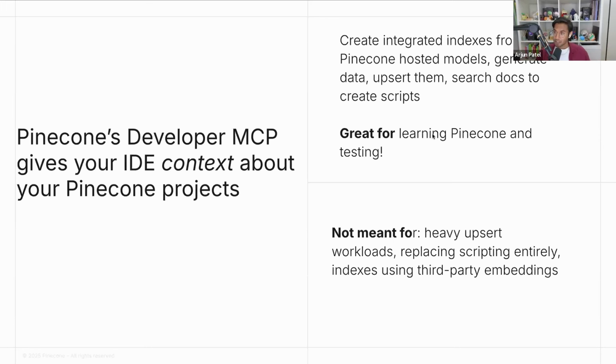Okay, now I want to search over that index. Normally, you would have to write a search script in order to embed your data and then search over it. With the Pinecone MCP, you can just command your agent to pass in a set of queries, and it'll return those results for you. So, like I said, you can create integrated indexes from Pinecone hosted models, generate data, upsert it, search over the docs to generate your scripts, get the most up-to-date information so that you can write good scripts, and so on and so forth. Basically, if you're trying to learn Pinecone and test your Pinecone code in a really simple way, the MCP server gives you a way to do that, especially if you're already using agentic coding.